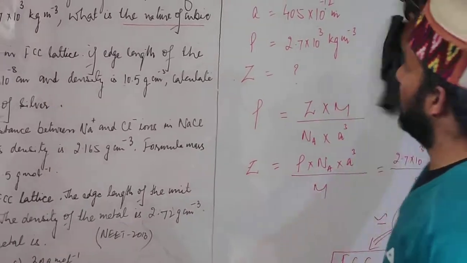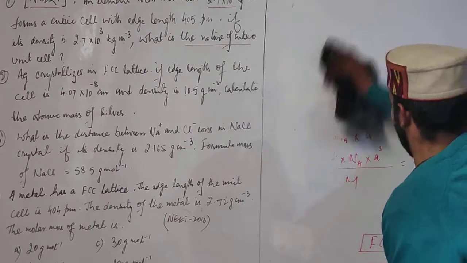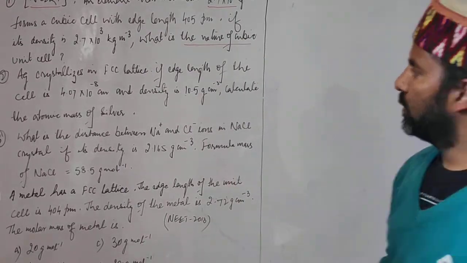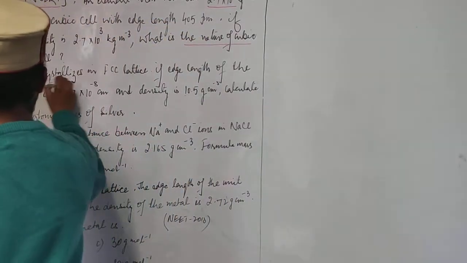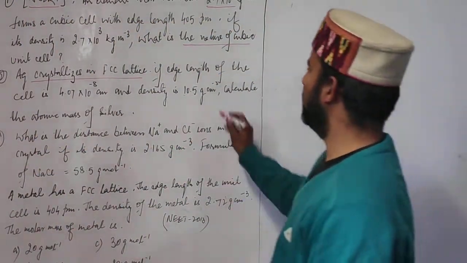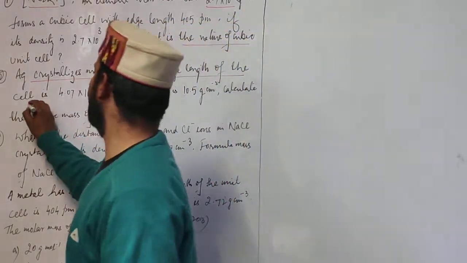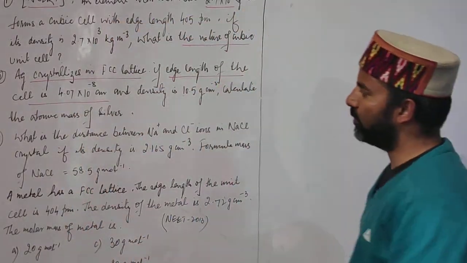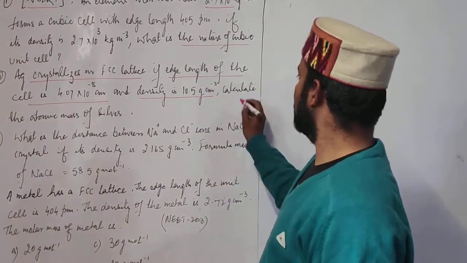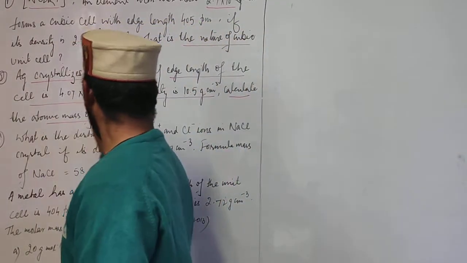Now students, the next question is that silver crystallizes in FCC lattice. So silver crystallize कर रहा है FCC lattice में. Edge length of the cell is given, 4.07 into 10 raised to power minus 8 centimeter. Density is given. Calculate the atomic mass of silver.